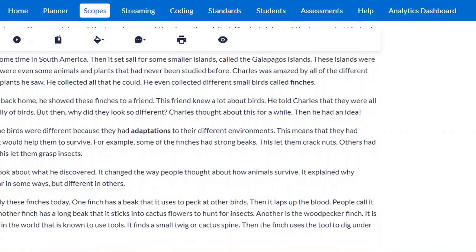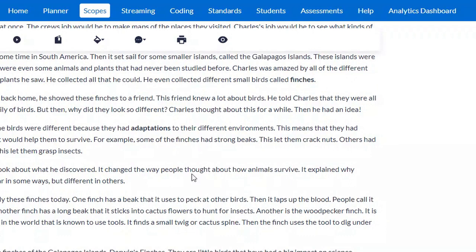Charles wrote a book about what he discovered. It changed the way people thought about how animals survive. It explained why animals can be similar in some ways, but different in others. Scientists still study these finches today.